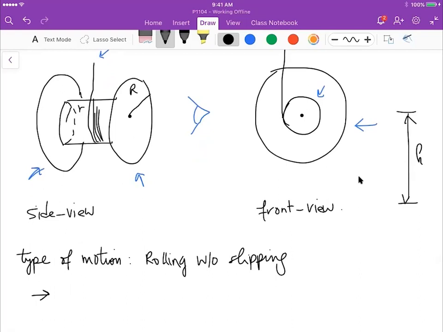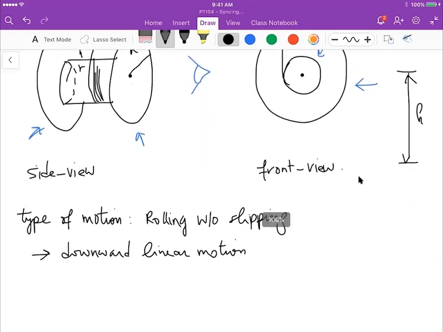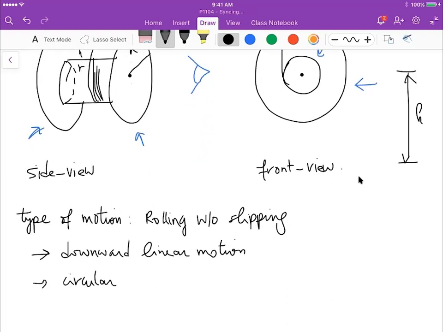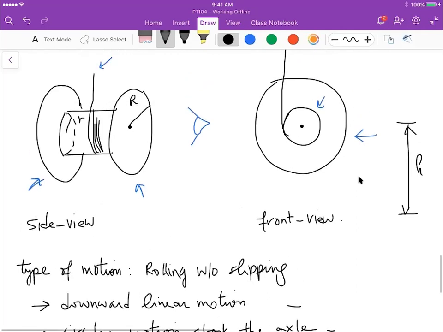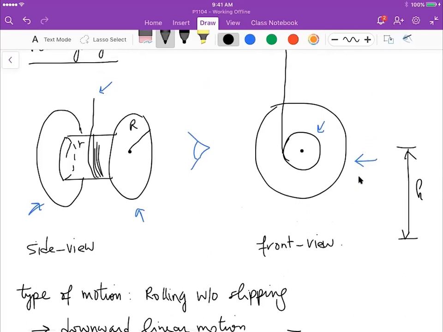it displays both a downward linear motion of its center of mass, and also it's displaying a circular motion about the axle. So we are in the case where we have a combined motion between translation on one hand and rotation on the other. At the same time, the string is unwinding, and the center of mass is moving downward in this direction.